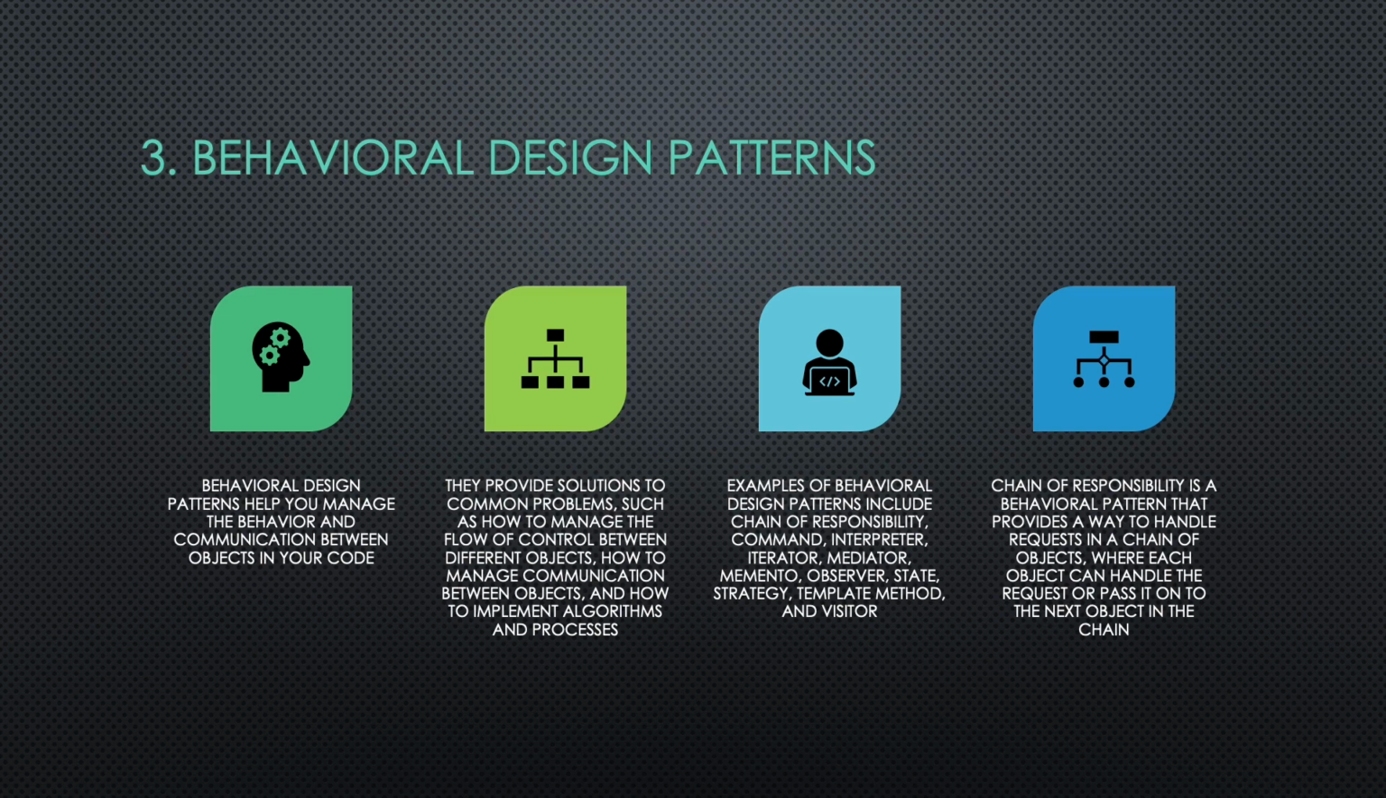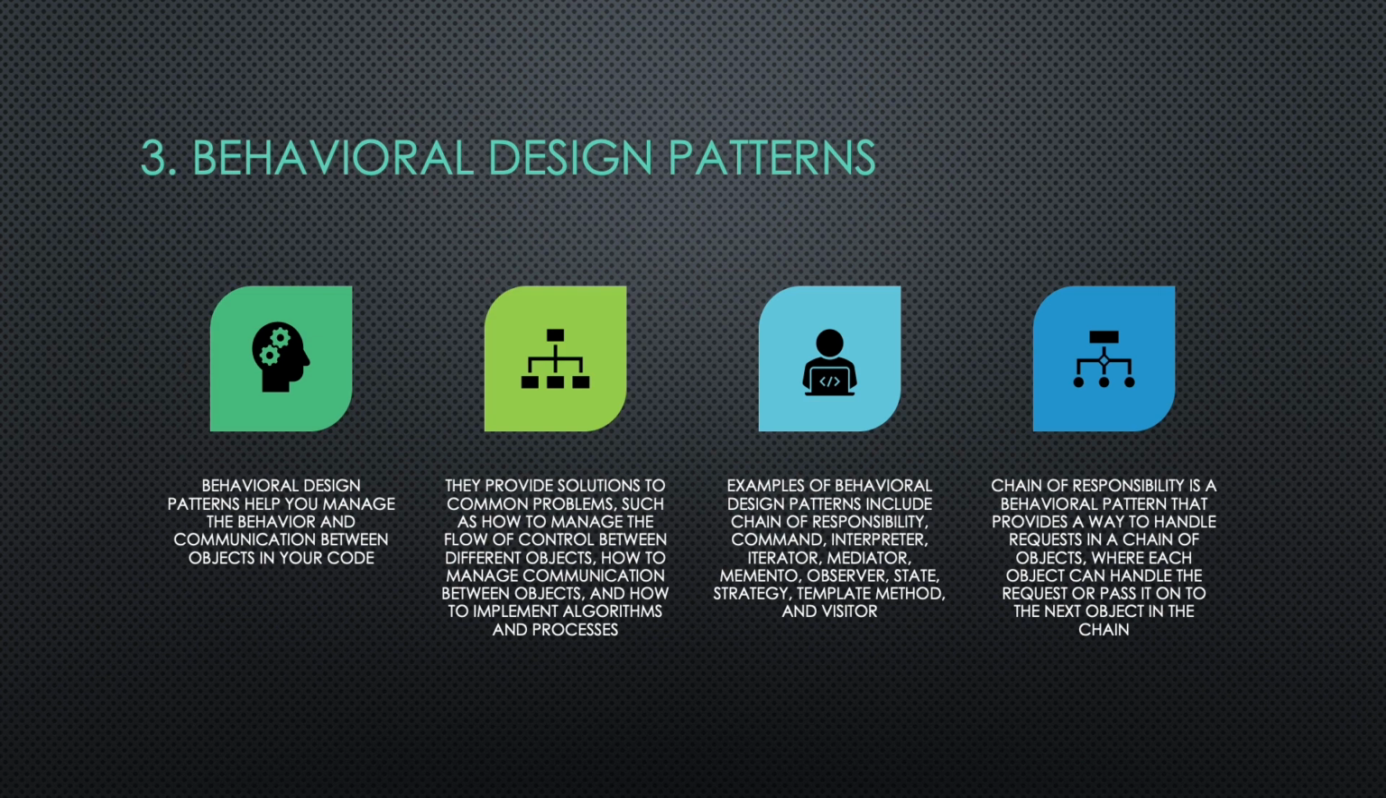3. Behavioral design patterns. Behavioral design patterns help you manage the behavior and communication between objects in your code. They provide solutions to common problems, such as how to manage the flow of control between different objects, how to manage communication between objects, and how to implement algorithms and processes. Examples of behavioral design patterns include chain of responsibility, command, interpreter, iterator, mediator, memento, observer, state, strategy, template method, and visitor.